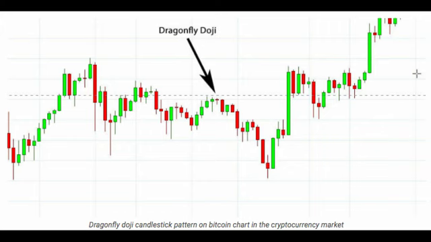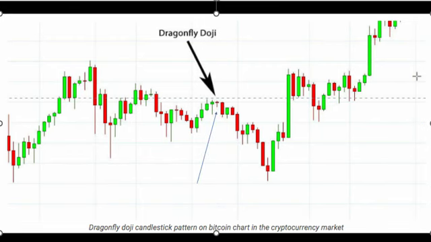Okay, so the next one is the DragonFly Doji. Here is a very small DragonFly Doji right over here, which changed the trend of the market. The trend was sideways, and it changed the trend to a downtrend. Look at this. It changed the trend to a downtrend. Okay, so basically dojis mean the exhaustion of the trend. It means that the trend is about to end and a new trend is about to begin.